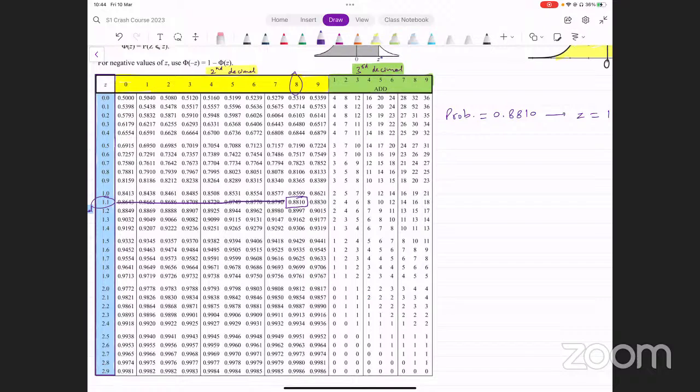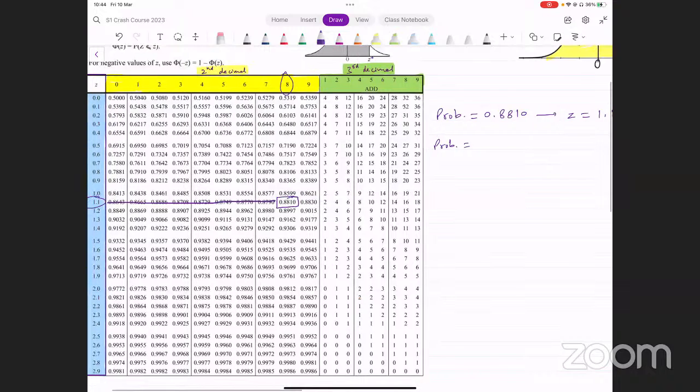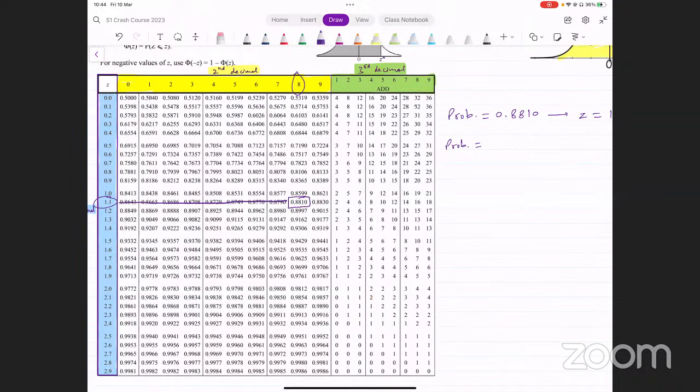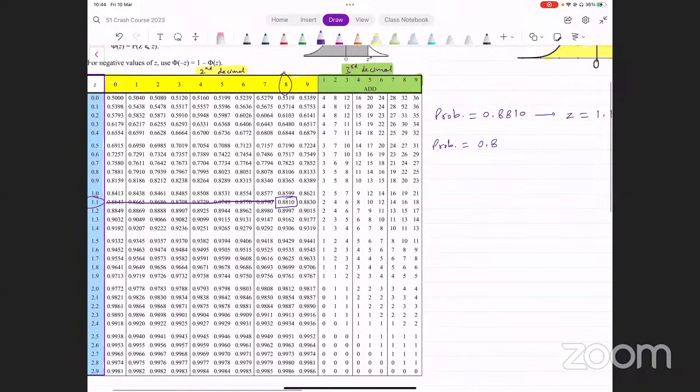Let's take another value of probability. This was easier because we got exactly that value from the table, but you can have cases where you can't find the exact value in the table. Let me take another example. Let's say you have 0.8294. Now let's search for this value and see where it is.